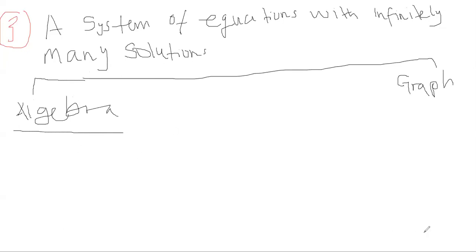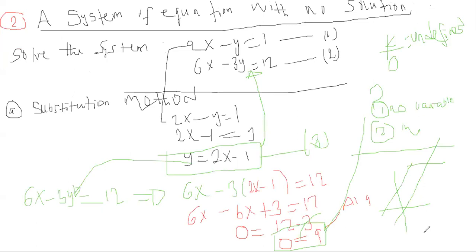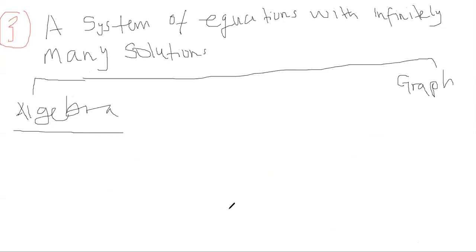Remember that here we said 0 equals 9. We have such an expression, so this is the algebraic solution. But in a system where we have infinitely many solutions, like this one, how will the algebra look? What will the equals be here and here? And what will the graph look like?